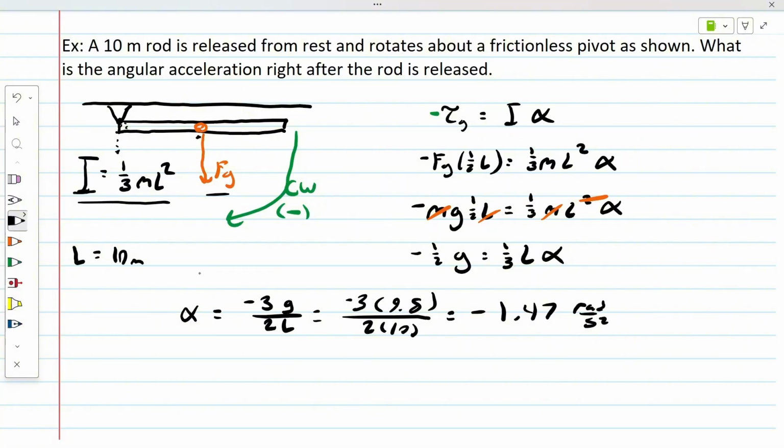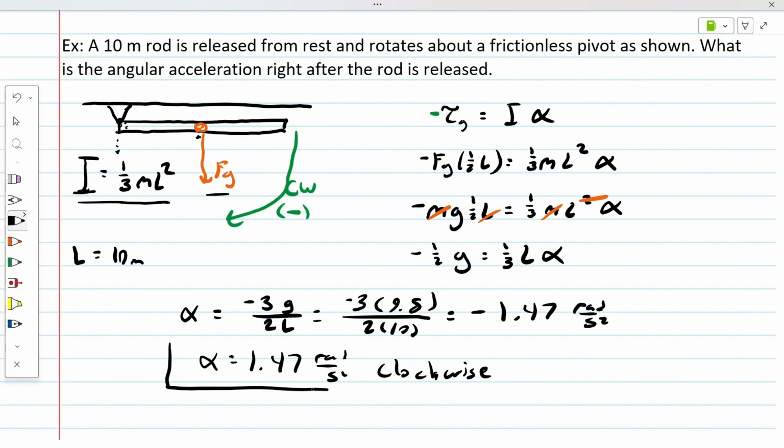And so what does this negative mean? Well, simply just the direction of rotation. So the acceleration is also in this negative direction. So we could also write this as the angular acceleration is equal to 1.47 radians per second squared clockwise. And that has the direction. Since these are vectors, we do need the direction, and so that will be our final answer.